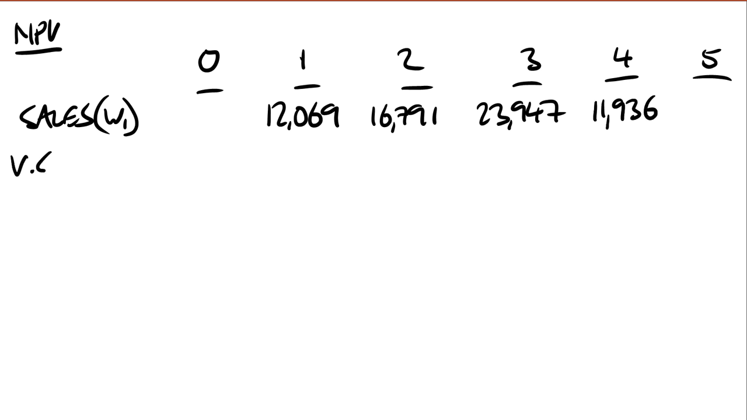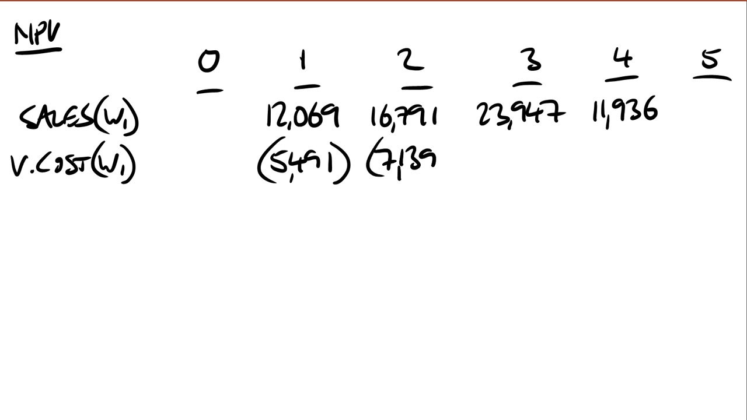The variable costs, again, we did that in our inflation working 1, were 5,491. Then 7,139. Then 9,720. And 5,616.